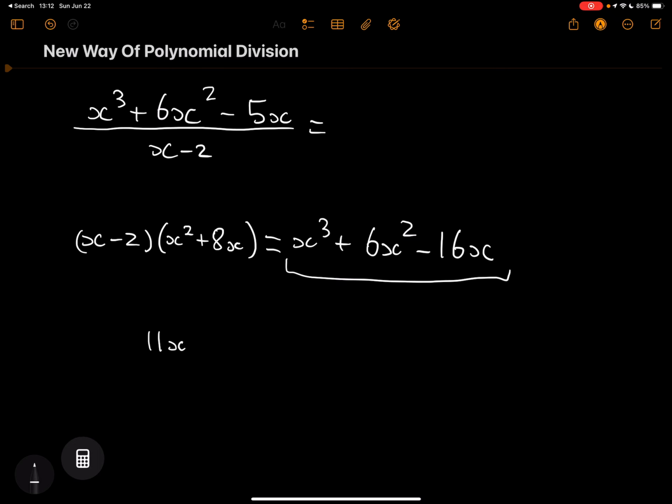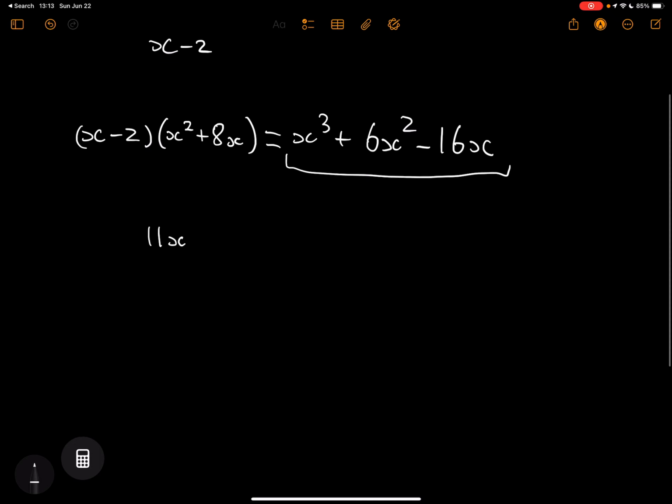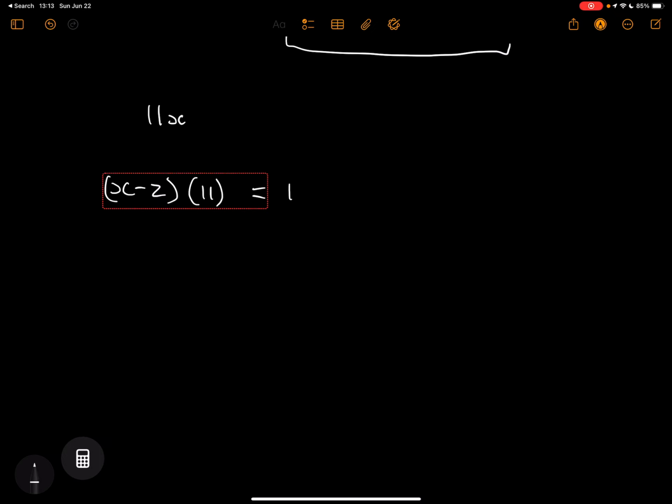What we're going to do is try and divide this by x minus 2. Once again, we do the same thing, but repeated, right? So we try and take x minus 2 and multiply it by something to get 11x. But in this case, the only possible option that is closest is 11, right? Because you cannot multiply by a binomial, otherwise it's not going to work. So 11, and this gets us 11x minus 22.